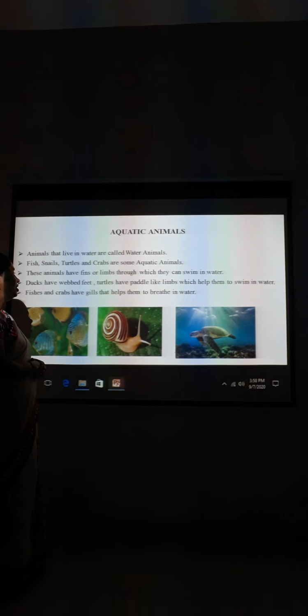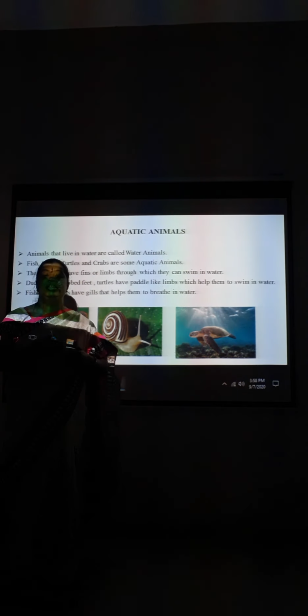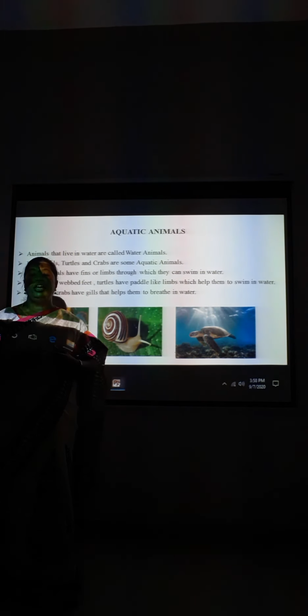Ducks have webbed feet, turtles have paddle-like limbs which help them to swim in the water. So, when these animals are living in the water, their body organs also change. According to the adaptation, they tend to change the body.